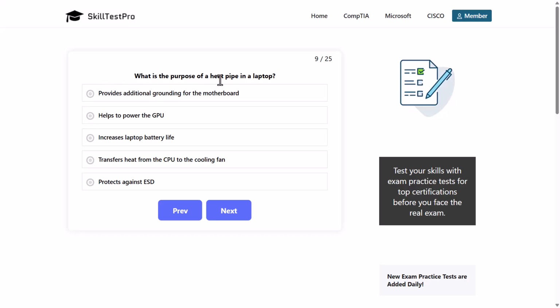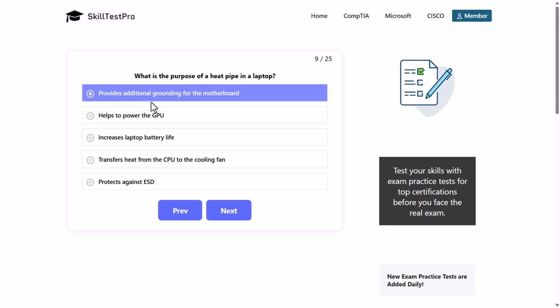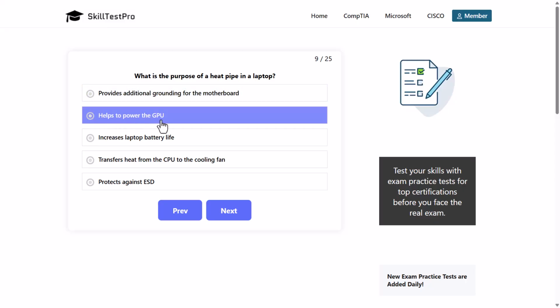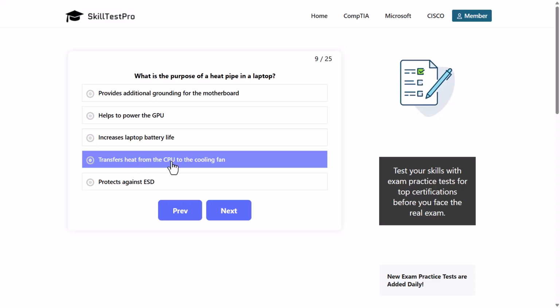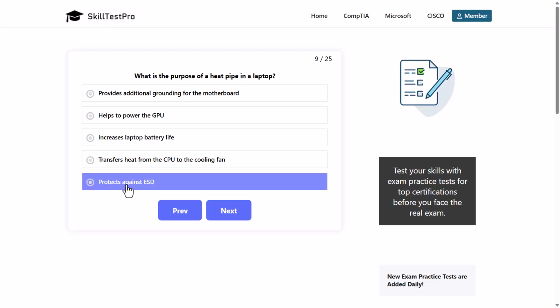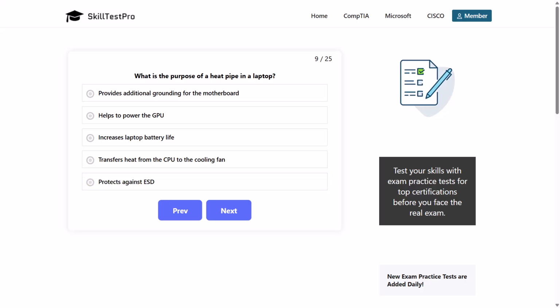What is the purpose of a heat pipe in a laptop? Provides additional grounding for the motherboard, helps to power the GPU, increases laptop battery life, transfers heat from the CPU to the cooling fan, or protects against ESD. So, what is the purpose of a heat pipe in a laptop?